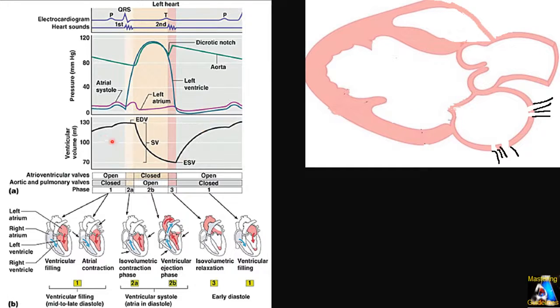Here you can see the changes of the volume in the left ventricle during the cardiac cycle. In the isovolumetric contraction, the volume of the left ventricle is constant and doesn't change. And in the isovolumetric relaxation time, it is the same.